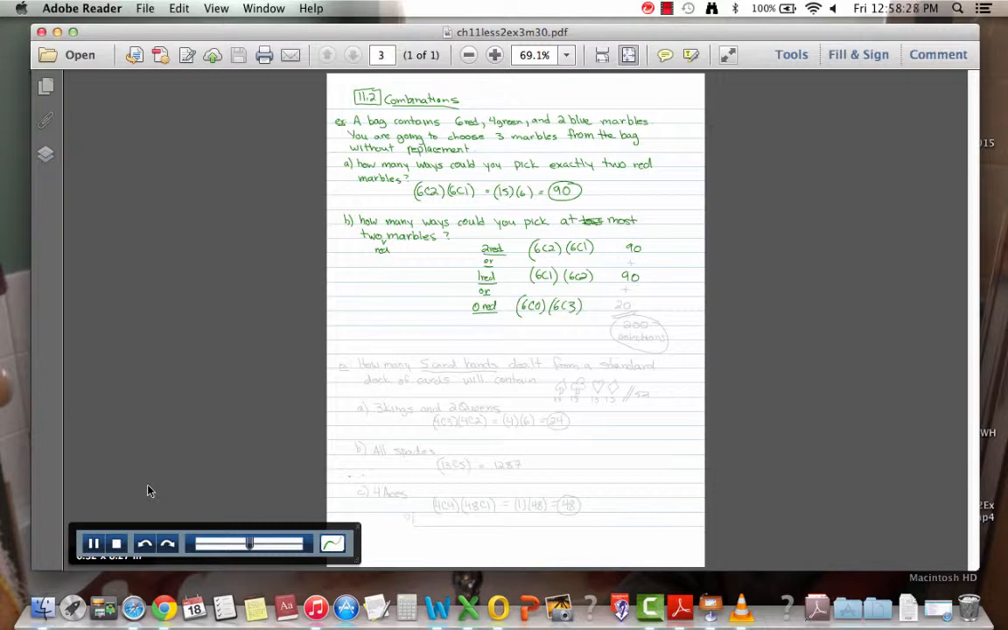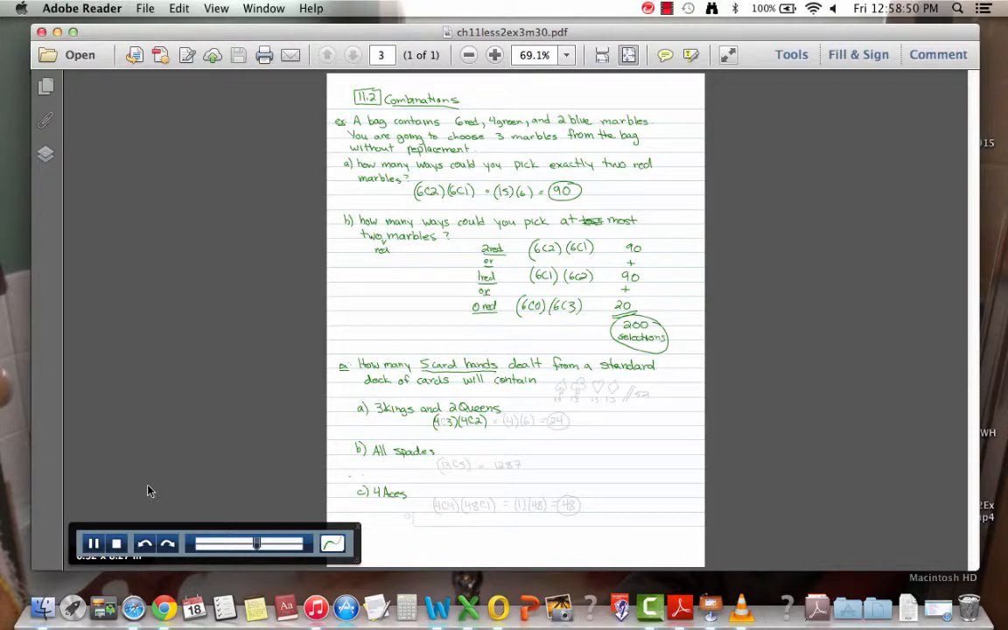And it gives us 20 possibilities, 1 times 20. And so because of this word or, we're going to add 90 plus 90 plus 20, which gives us 200 selections that we could make that would have at most 2 red marbles. So 2 or 1 or 0 red.